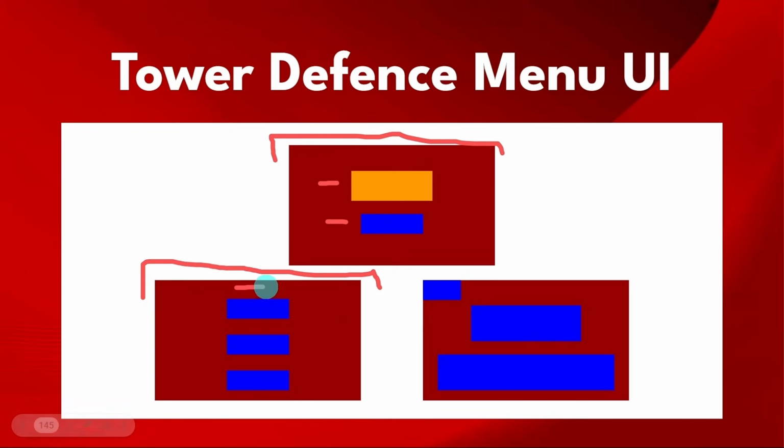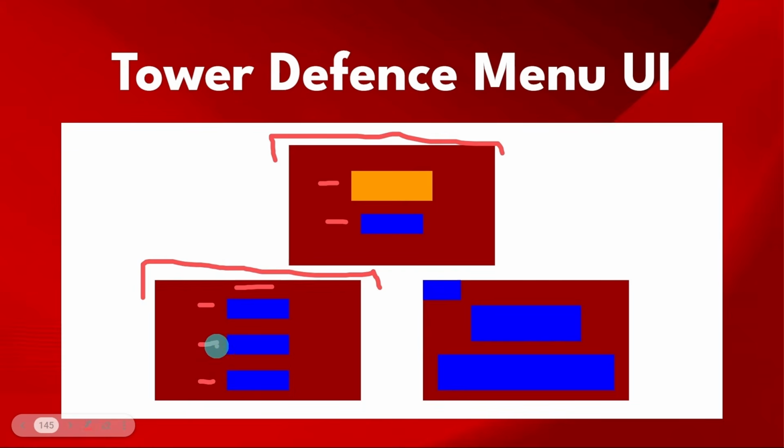The first thing will be the current difficulty the game is set to. The second will be the Start Battle button. The third will be the Units button. And then the final one will be the Reset Data button.